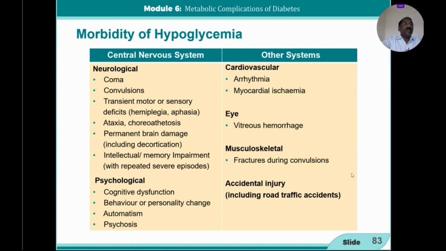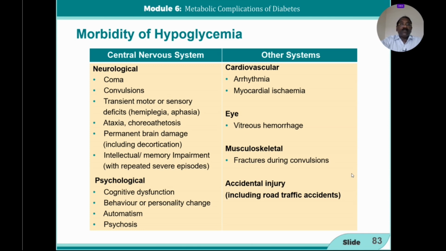What about the morbidity of the hypoglycemia? So neurological mostly: coma, convulsions, transient motor or sensory deficits, hemiplegia, aphasia, ataxia, chorea. Then permanent brain damage, including decortication, intellectual or memory impairment. So these are all possible with severe and prolonged hypoglycemia. Psychological: cognitive dysfunction, behavior or personality change, automatism, psychosis, cardiovascular arrhythmias, myocardial ischemia.